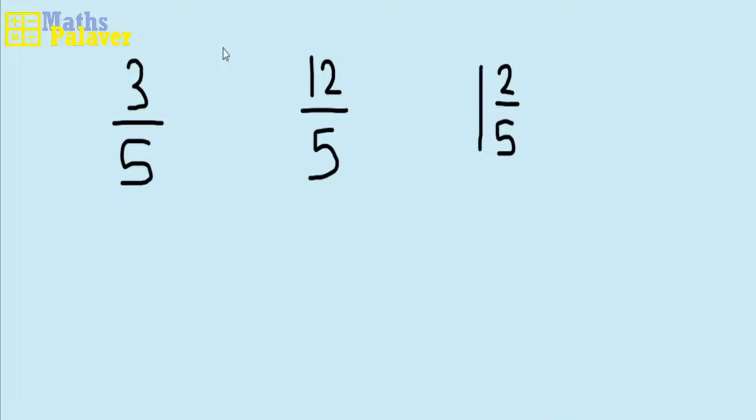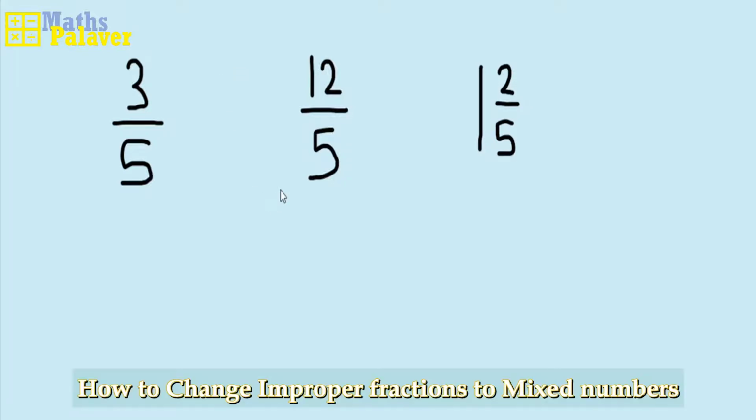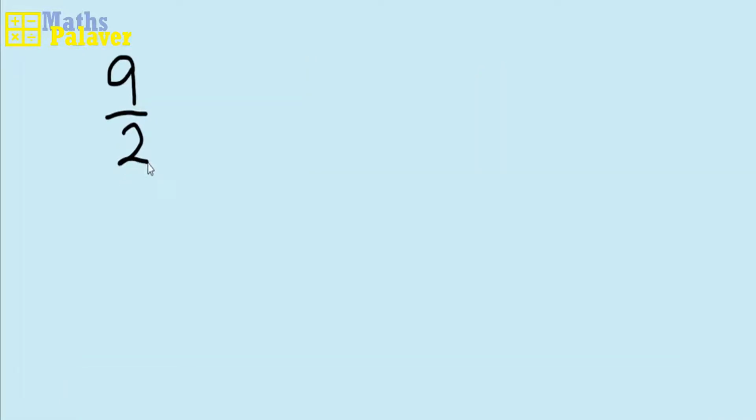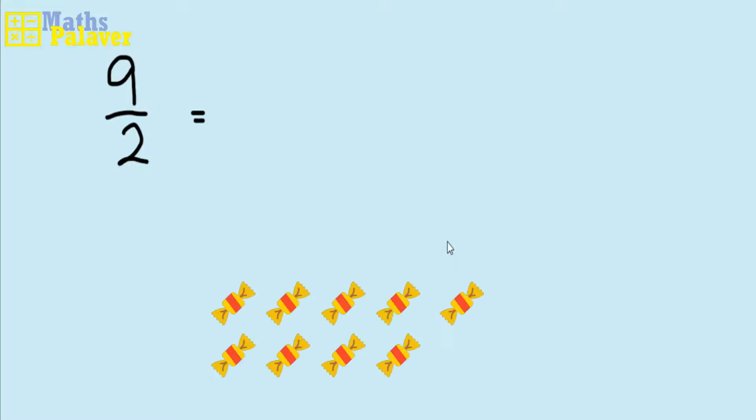How can we change top-heavy or improper fractions to mixed numbers? This is a top-heavy fraction, 9/2. To change it to a mixed number, we need to find out how many 2's we've got in 9. So if I've got 9 sweets and I divide the 9 by 2, then I've got 4 lots of 2 and a remainder of 1, which I can make a fraction of 2.